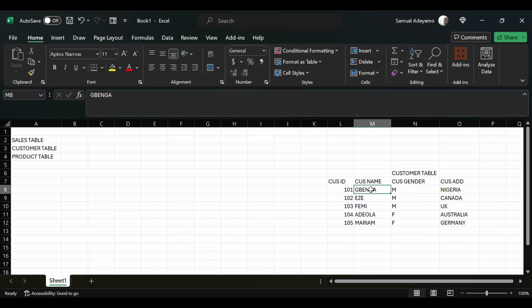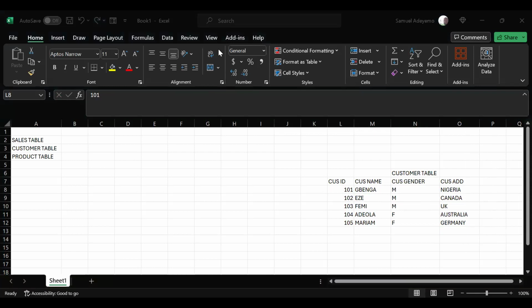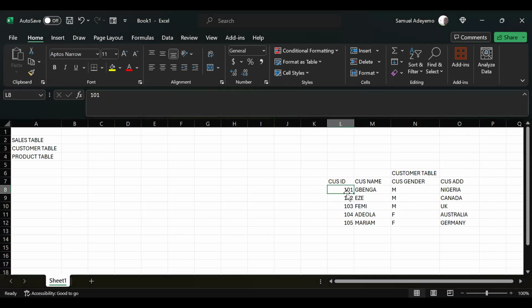So every customer has their own customer ID. So Benga and Femi's ID will be different because they are 2 different unique individuals, right? Okay. That is for the customer table. Now let's go to the product table.